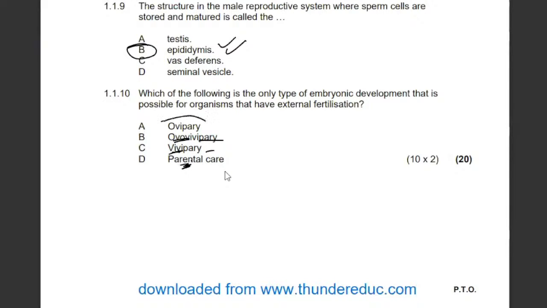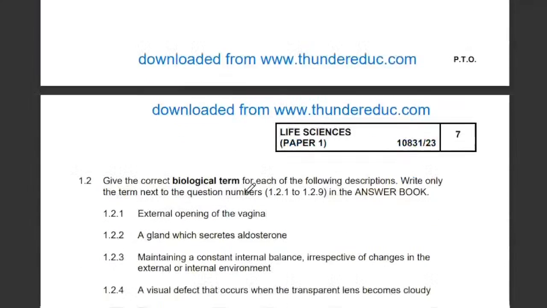So we are looking at here oviparity or oviparous. External fertilization is linked with this. Why? Because the sperms are sprinkled on the eggs when the eggs have already been laid. So the most correct answer here is going to be A.